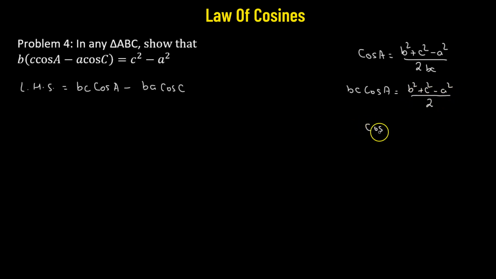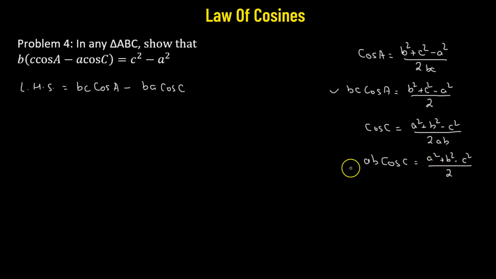Now we'll define the value of cosine of angle C. That's given by A squared plus B squared minus C squared, whole divided by 2 times AB. Multiplying both sides by AB, we get AB times cosine of C, which becomes equal to A squared plus B squared minus C squared, whole divided by 2. So let's substitute these two values. We're going to get B squared plus C squared minus A squared over 2, minus BA cosine of C, that will be equal to A squared plus B squared minus C squared over 2.